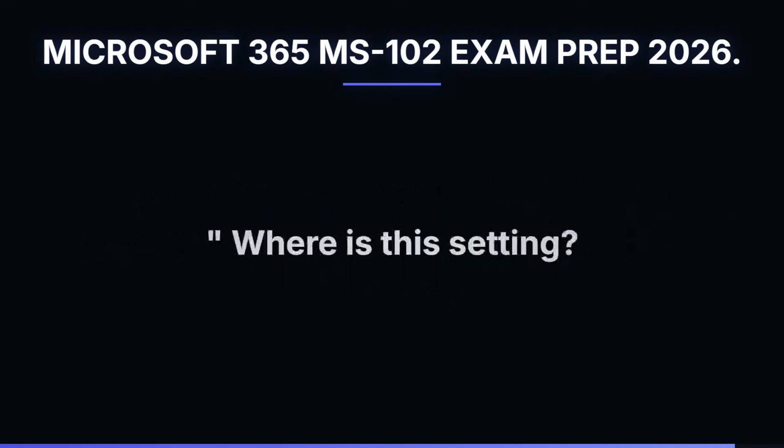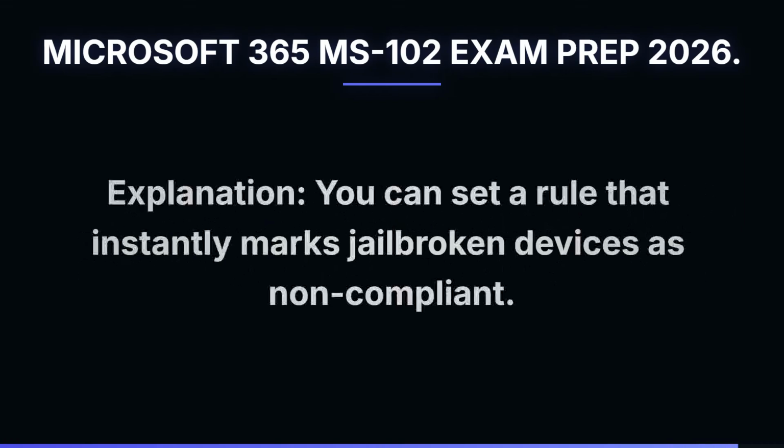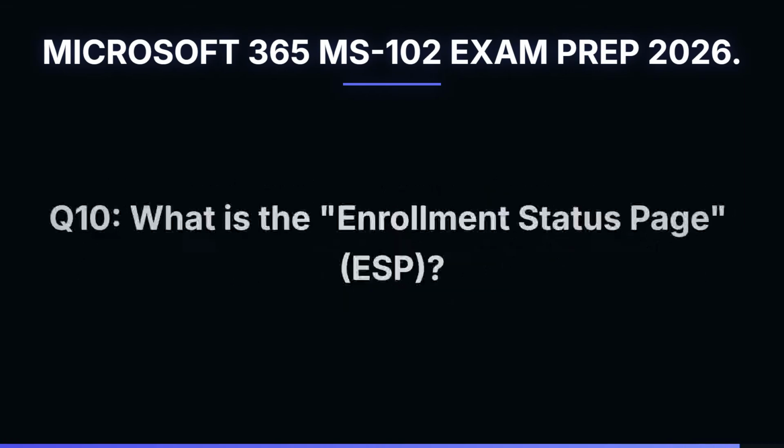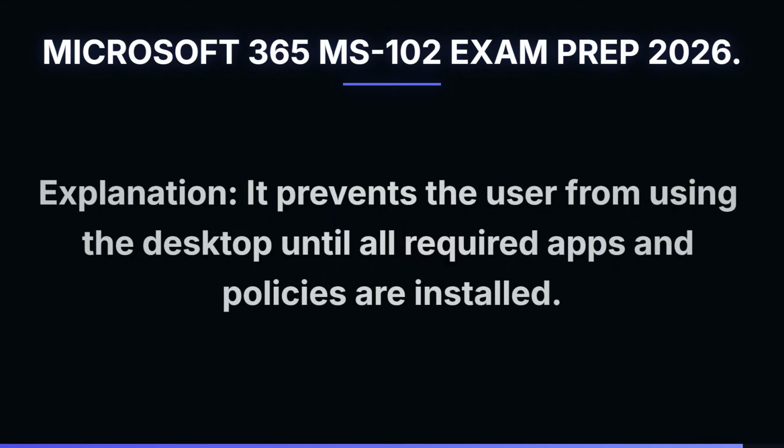Where is this setting? Answer: Device Compliance Policy Settings. Explanation: you can set a rule that instantly marks jailbroken devices as non-compliant. Q10. What is the Enrollment Status Page, ESP? Answer: the screen users see during Autopilot setup that shows progress. Explanation: it prevents the user from using the desktop until all required apps and policies are installed.